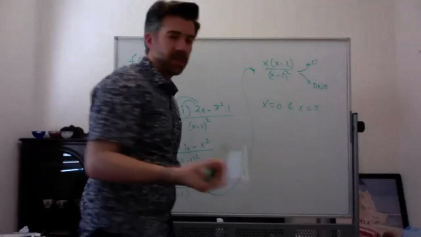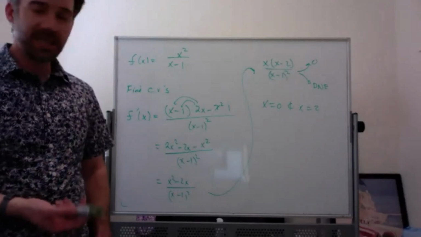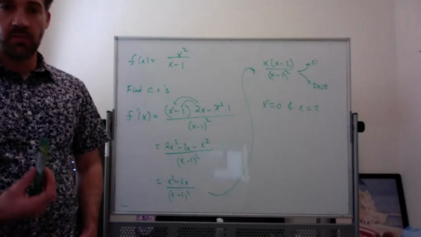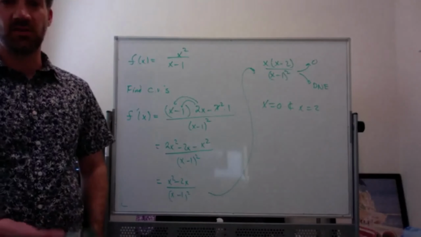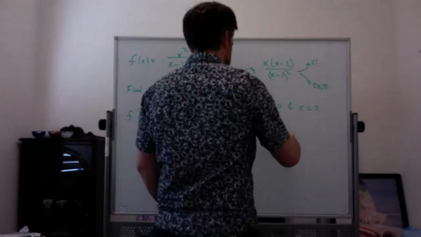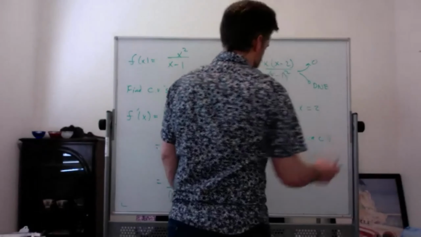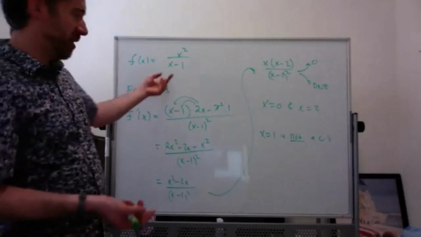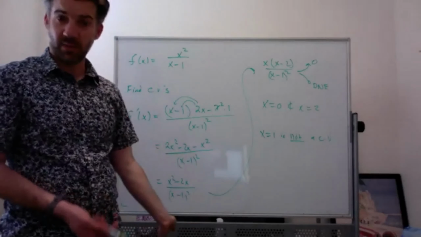Now, here's something else we need to say, and this is kind of a tricky point. X equal to 1 does make the derivative undefined here. But x equal to 1 is not technically a critical value because it's not in the domain of the original function. So x equal to 1 is not a critical value. Even though it makes the derivative undefined, it's actually where we have a vertical asymptote. So it's not really a place where you could have a maximum or a minimum.